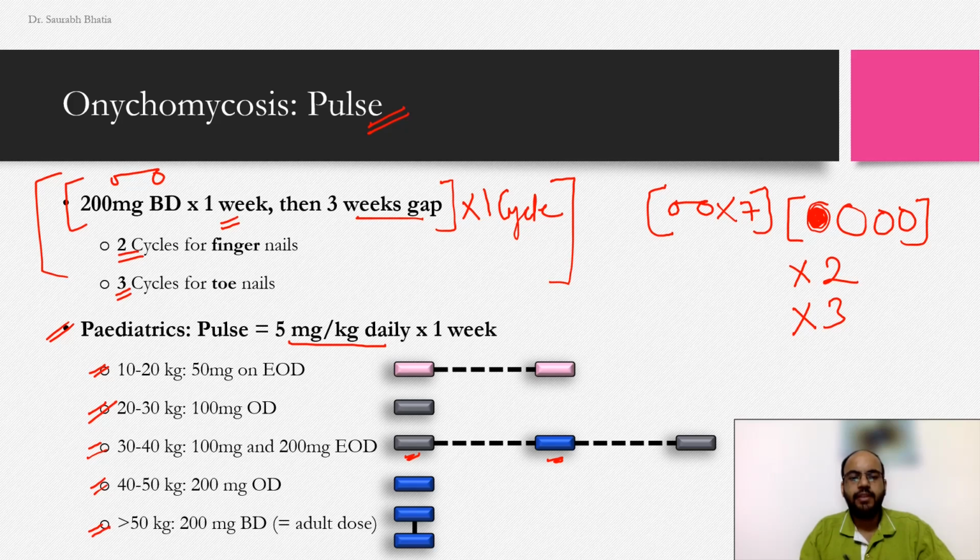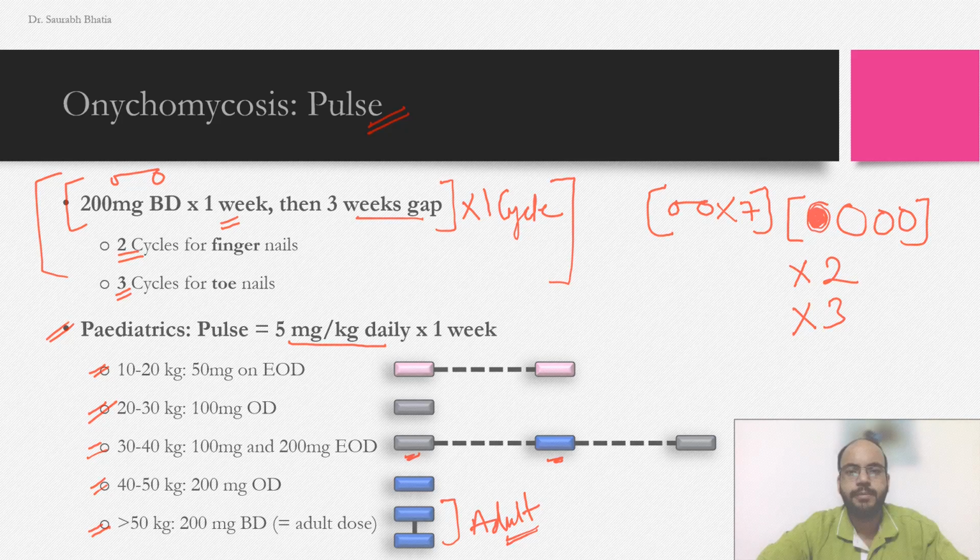If it is more than 50 kg, you give 200 milligram twice a day for a week, which is the adult dose. So the dose regimen which we have described for itraconazole pulse is the same for adults and pediatric population weighing more than 50 kg. We are clear on that? Now we have understood a bit about onychomycosis treatment with itraconazole pulse, and that is what we mean by the pulse regimen of itraconazole. Clear? Let's move forward.